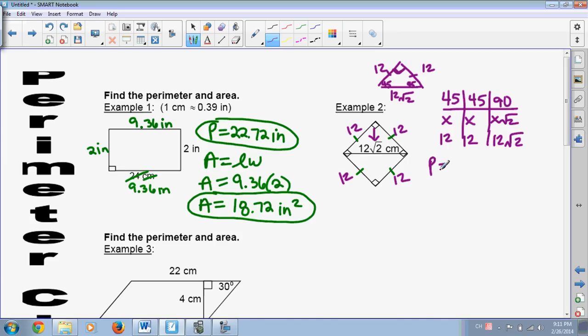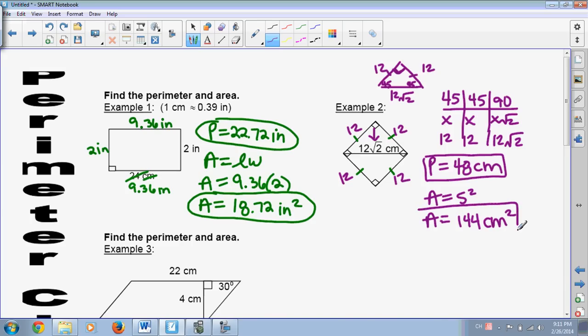So our perimeter would just be 12 plus 12 plus 12 plus 12, or 12 times 4, which is 48, and we're measuring in centimeters. And the area of a square would just be side times side, or side squared, so 12 times 12, which is 144 centimeters squared. Please make sure you are writing your units as you write your answer.